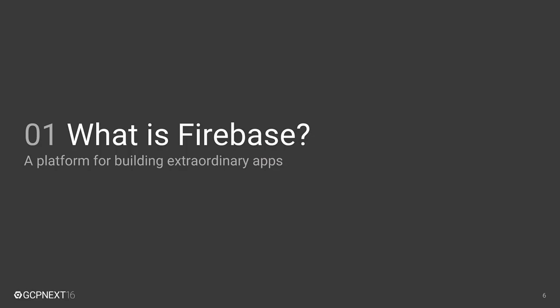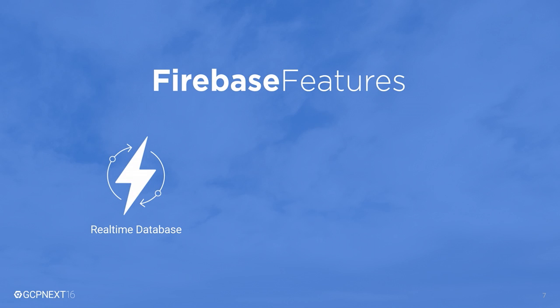So now back to the agenda. What is Firebase? Firebase is a platform for building extraordinary apps. But what does that mean? Firebase consists of 3 core features. The first of those is the real-time database. I'm going to talk about all these in detail. But the Firebase database is a NoSQL JSON database. And every piece of data stored in Firebase is referenced by a URL.